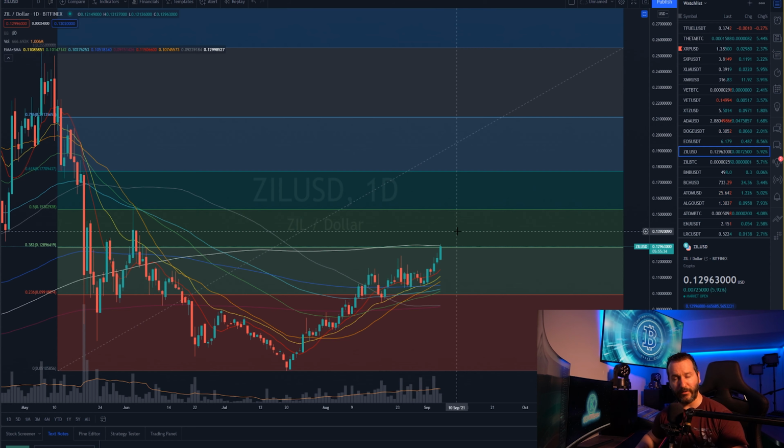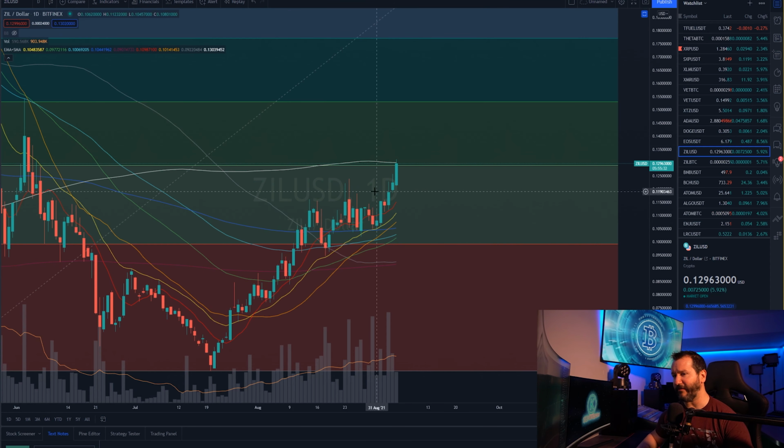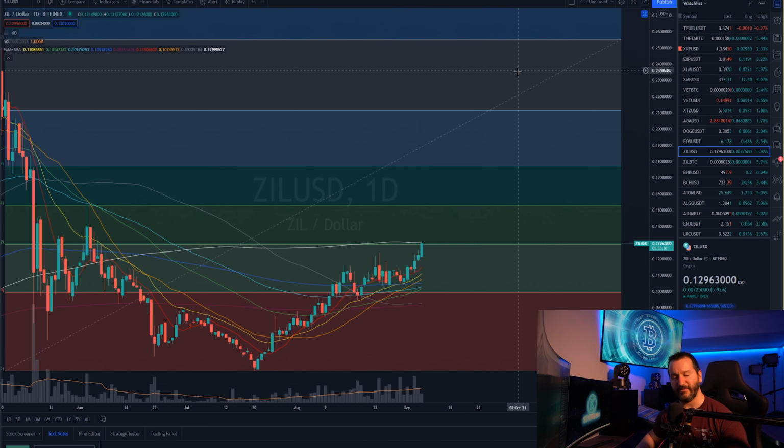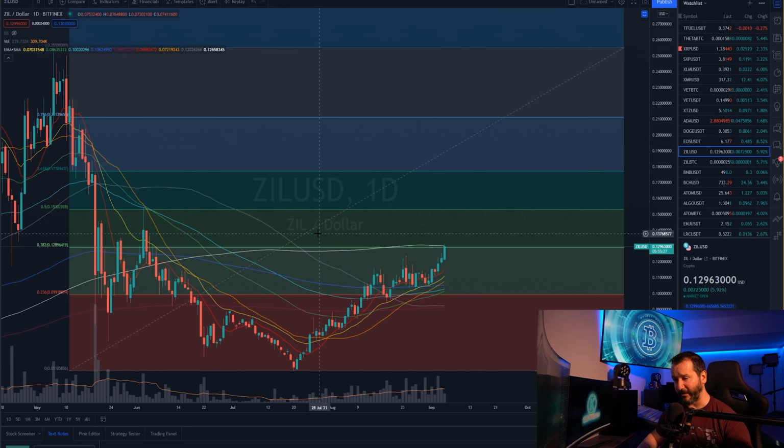Bitcoin is holding its own quite well around that $50,000 mark. And if Bitcoin and the rest of the market continues to move up higher, then I don't see any reason why Zilliqa wouldn't join that party over time.